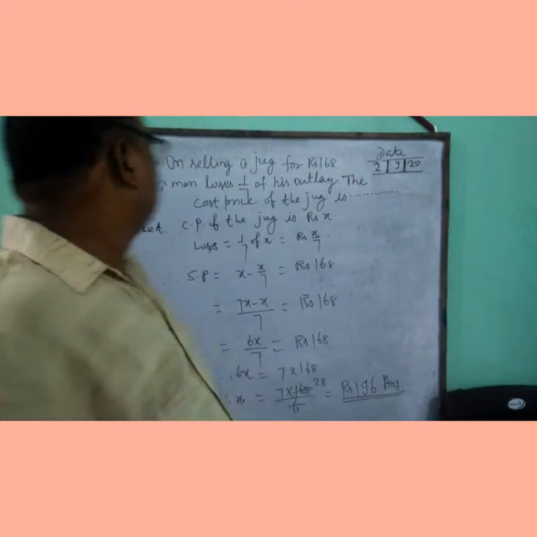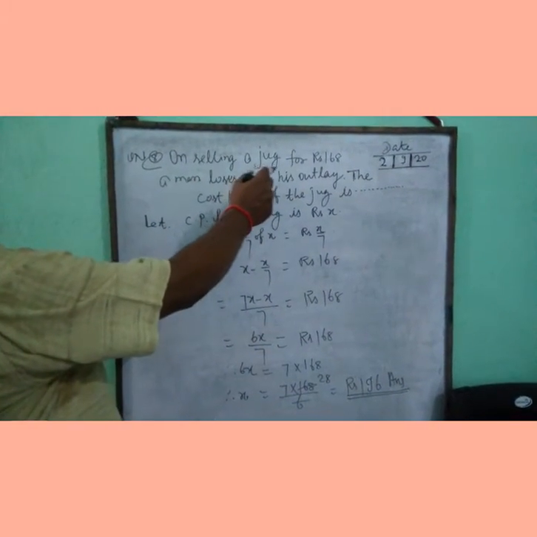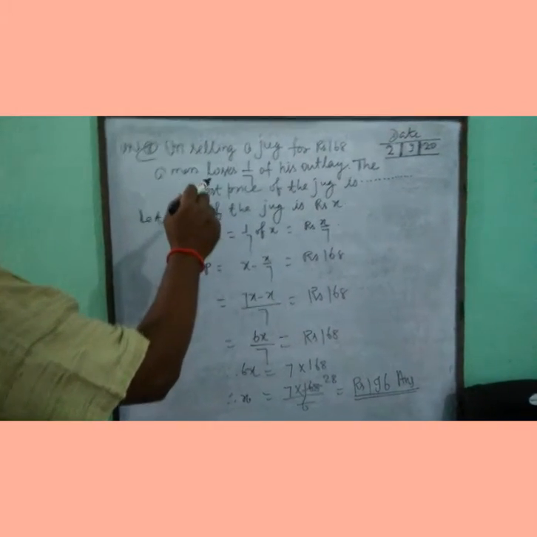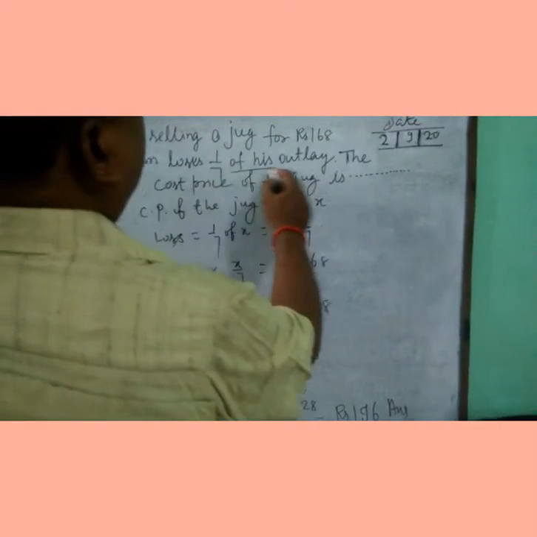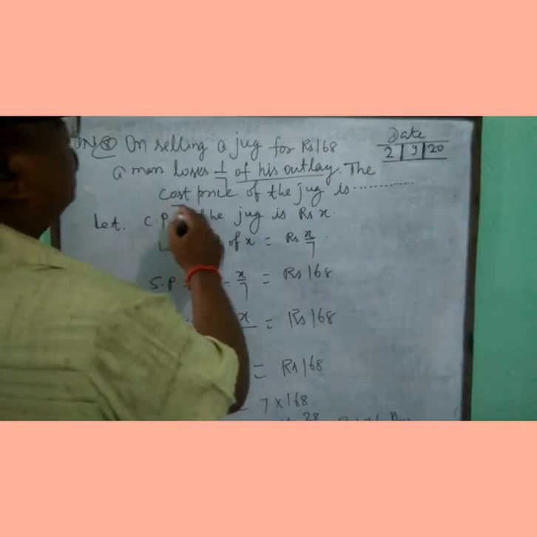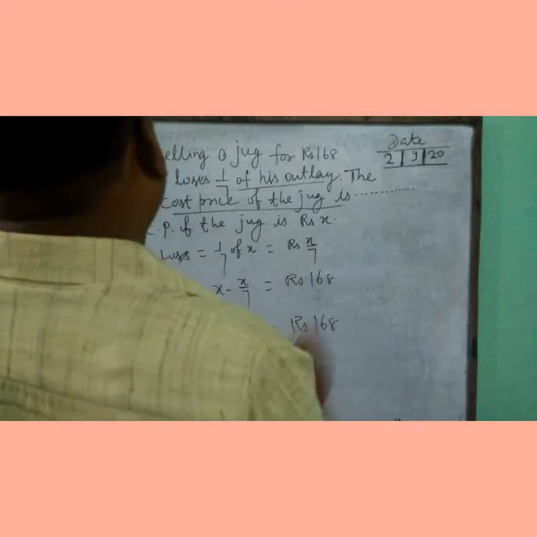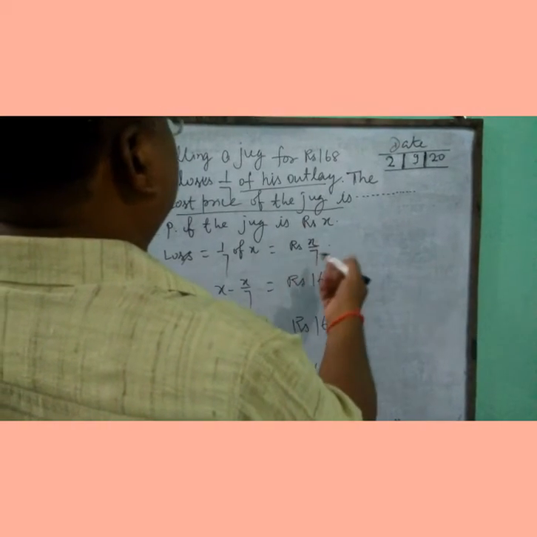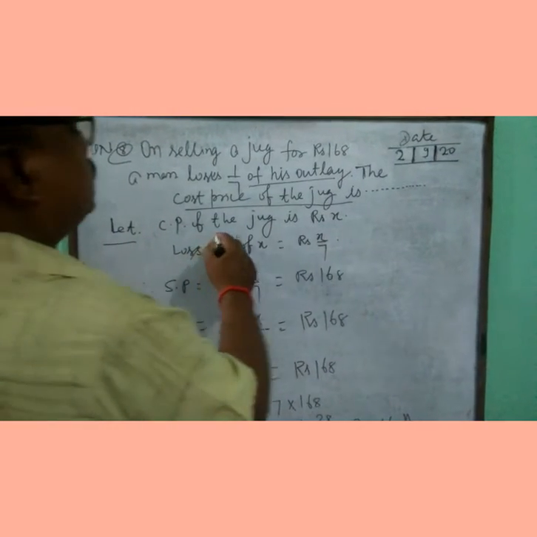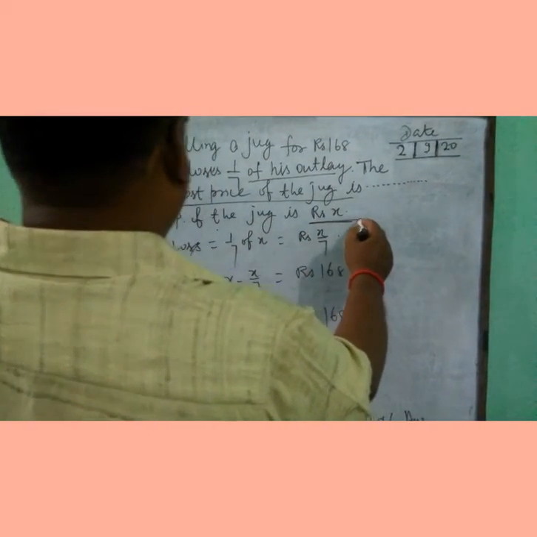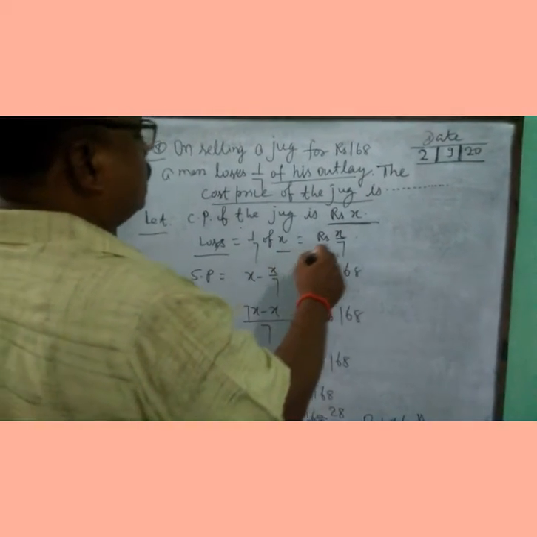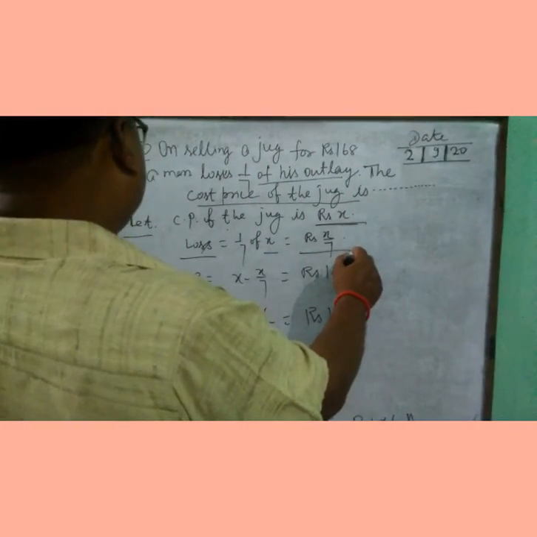Question number 10. On selling a jug for Rs 168, a man lost 1 by 7 of his outlay. 1 by 7 of his outlay means of CP. Find the cost price of the jug. Let CP of the jug is Rs x. Loss is equal to 1 by 7 of x is equal to Rs x by 7.